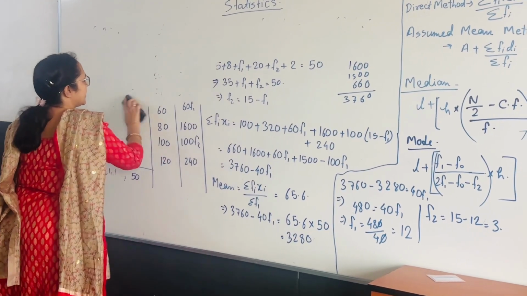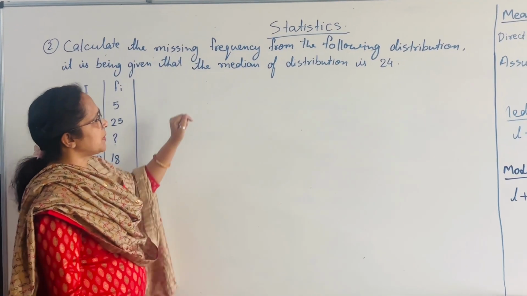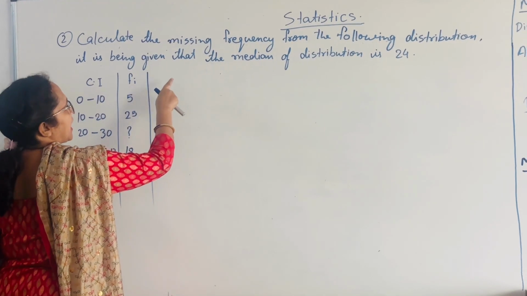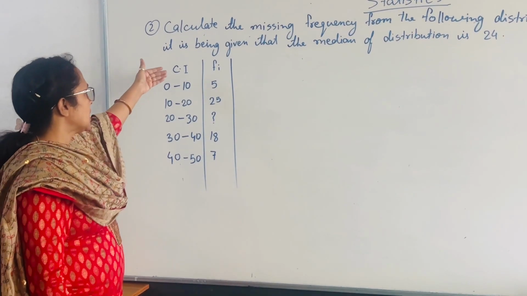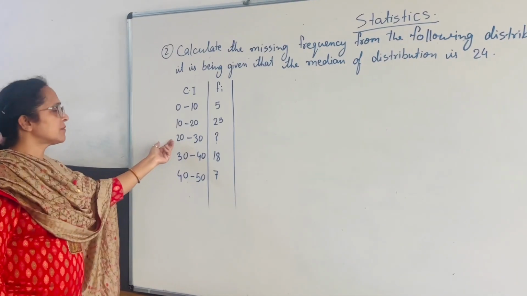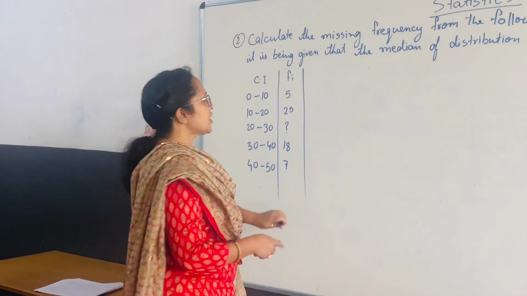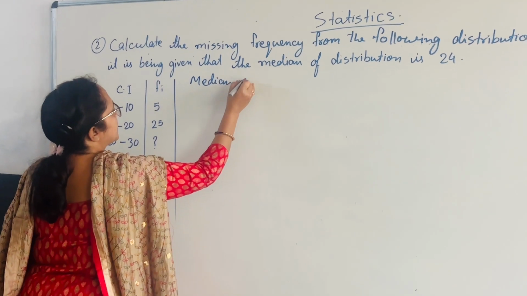Another question is, calculate the missing frequency from the following distribution. It is being given that the median of the distribution is 24. And here is the table. Class interval, this one. We do not know the frequency of the class 20 to 30. Fine. The median given is 24.